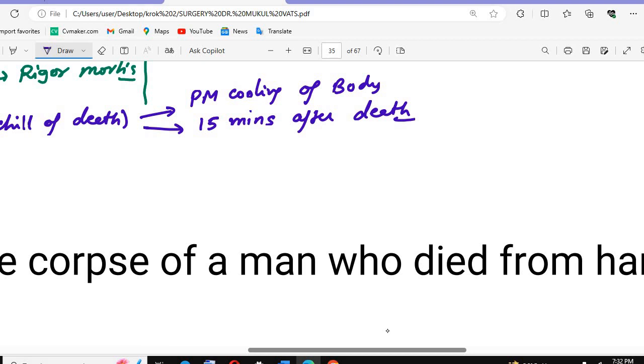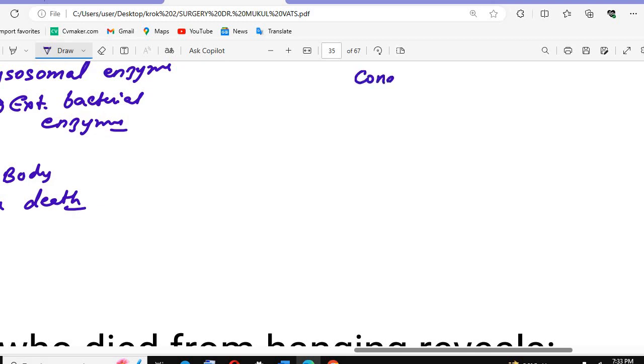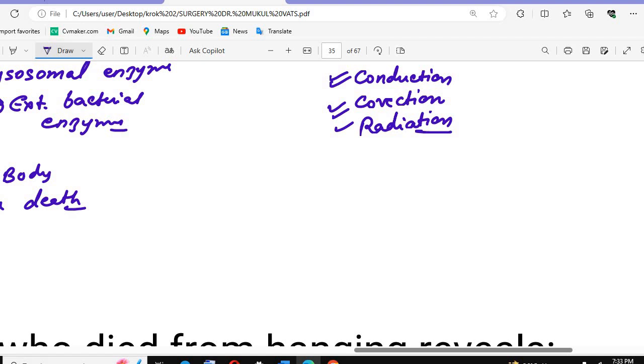Because when a person dies, there is heat loss by conduction. There are 3 ways of heat loss, and this is also a question in your exam: conduction, convection and radiation. You already discussed this one time in Croc also. So these are the 3 types of heat loss: conduction, convection and radiation. Through these the heat loss will occur. Now with the reduction of the body core temperature, the body undergoes hypothermia. That's why the cooling of the body occurs.